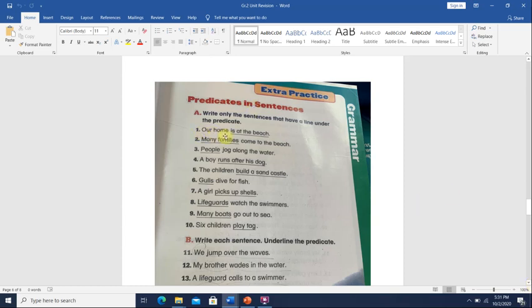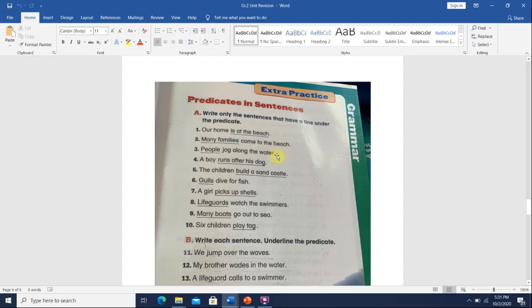Number 1, our home is at the beach. Is at the beach. Remember, the predicate usually starts from the verb all the way to the end. Did it underline the predicate? Yes, number 1 is correct. Number 2, many families come to the beach. Did it underline the predicate? No. Number 2, underline the subject. We will not write number 2.